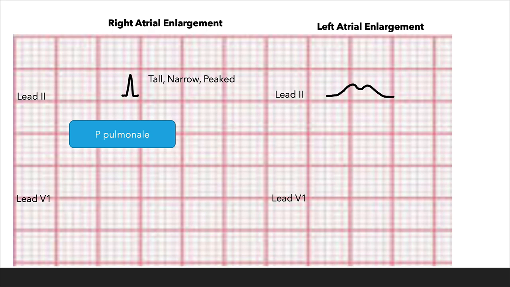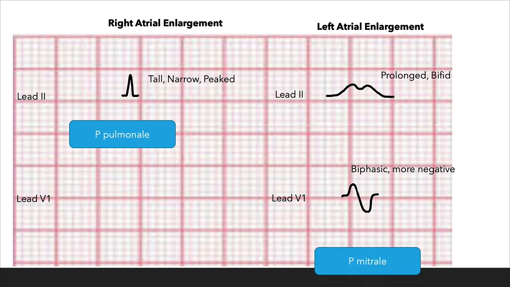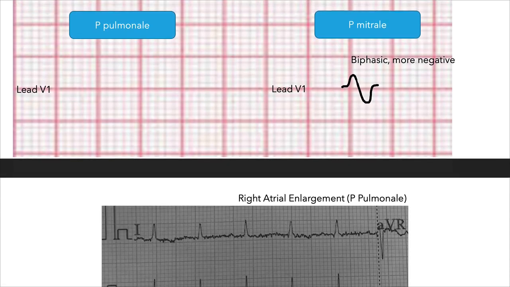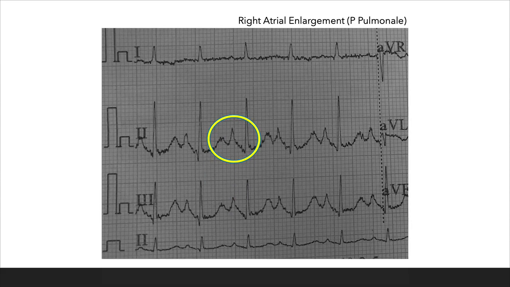In left atrial enlargement in lead 2, you can have prolonged bifid P waves, or sometimes called a notched P wave in lead 2. And in lead V1, you can have a biphasic with a predominantly negative phased P wave. And this is termed as P mitral. Now here's an example of P pulmonale in an ECG. You see the narrow peaked P wave in lead 2.